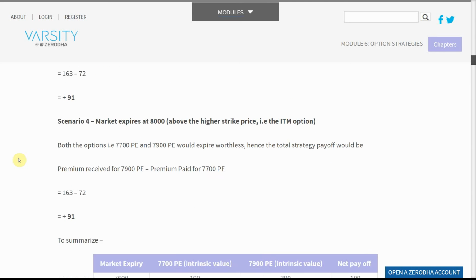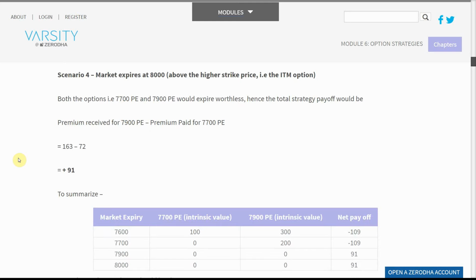Scenario 4. Market expires at 8,000, above the higher strike price, i.e. the ITM option. Both the options, i.e. 7,700 PE and 7,900 PE, would expire worthless. Hence the total strategy payoff would be premium received for 7,900 PE, minus premium paid for 7,700 PE, equals 163 - 72, equals +91.